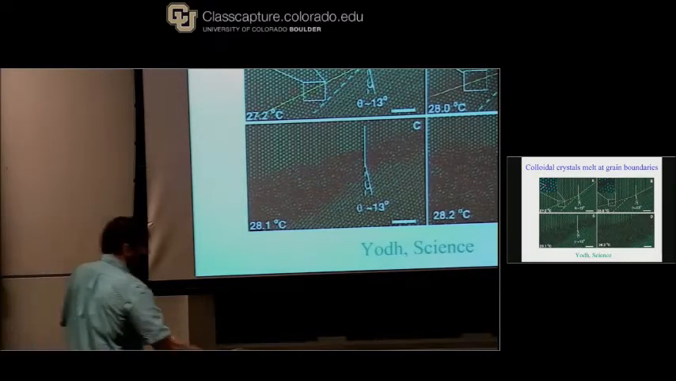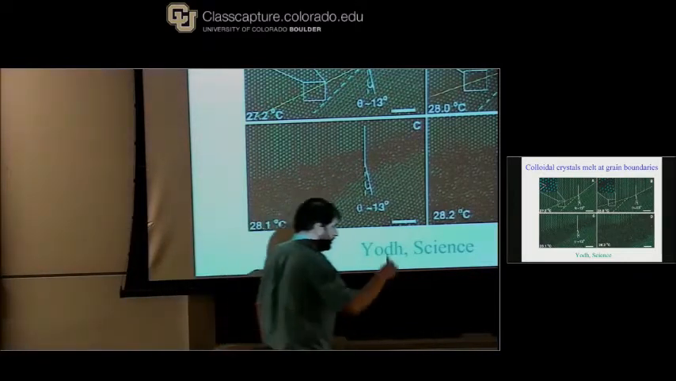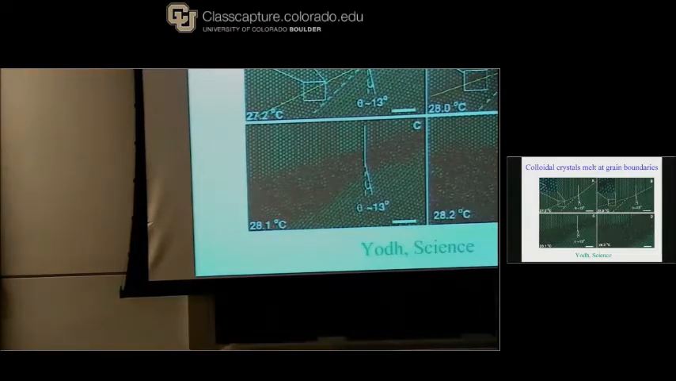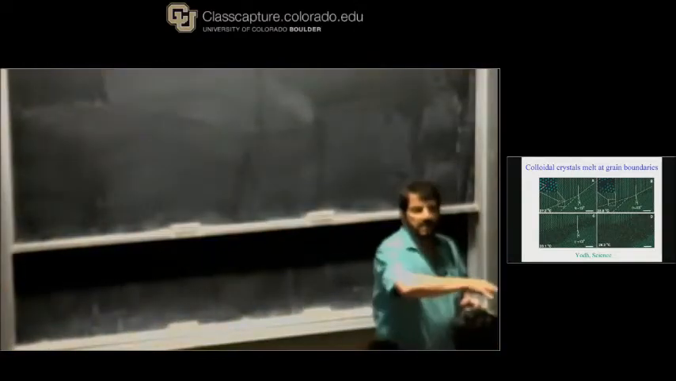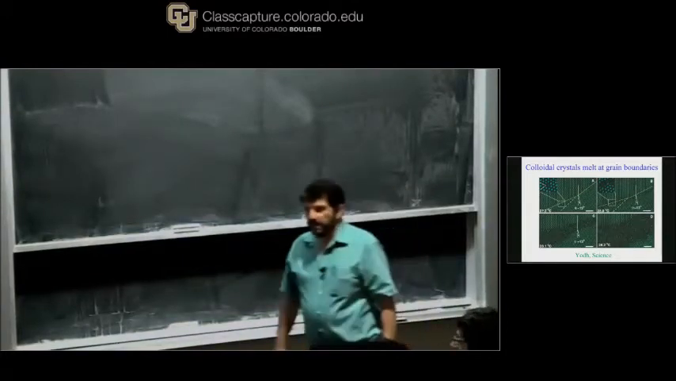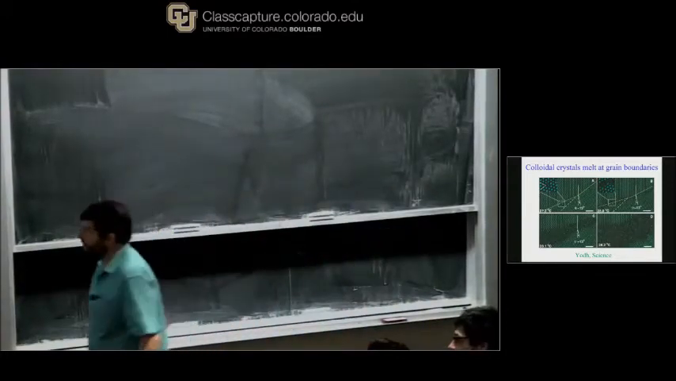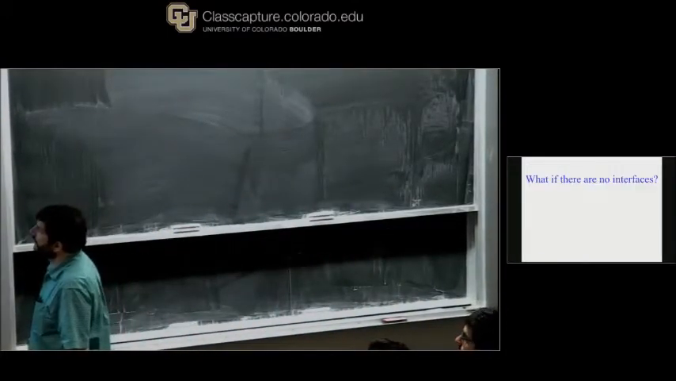So melting always occurs at an interface between a fluid and a solid. And this is not surprising. This is exactly what you would expect. If you have a crystal and ask how it melts, it just melts from the surface. The surface just starts to melt and fall away. So that's what you expect. That's what you see. But you can ask the question, what happens if there aren't any interfaces?